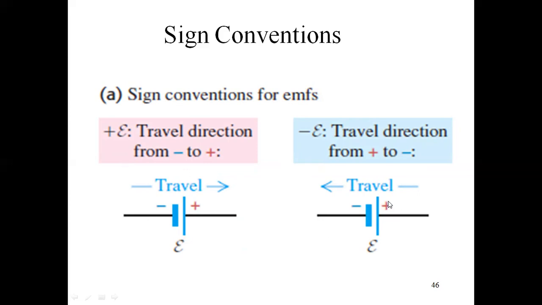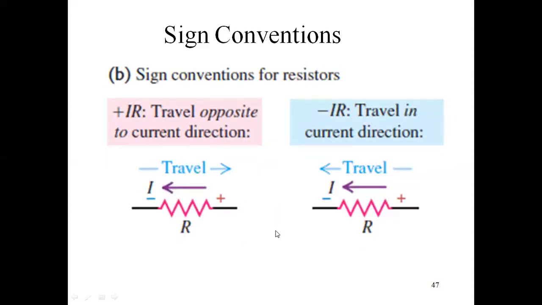Now here I am traveling from the positive terminal to the negative terminal, which means there is a fall in potential, and this fall in potential is always taken as negative. So it is negative. Remember this. Now for the sign convention for resistors.